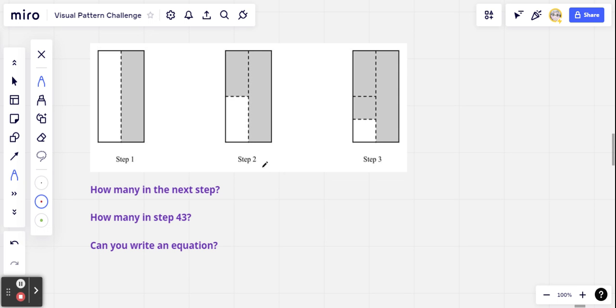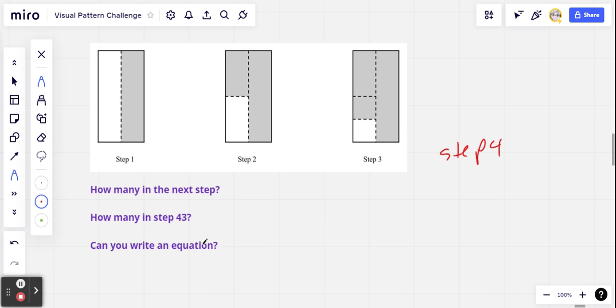Here's step 1, here's step 2, here's step 3 of our pattern. And your challenge today is to predict the fraction. The answer is going to be a fraction. So the fraction that is the shaded area out of this total box for step 4. If you can do that, can you predict that fraction for step 43?